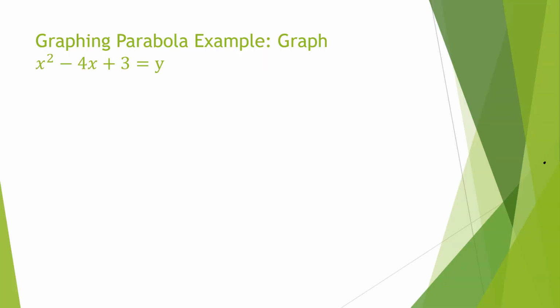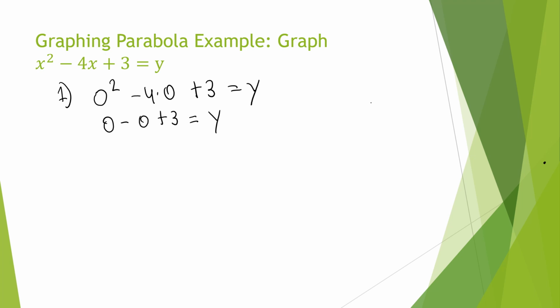So let's try an example. So step 1 is that we need to find the y-intercept. So let's make x equal to 0. So we get 0 squared minus 4 times 0 plus 3 is equal to y. So you get 0 minus 0 plus 3 is equal to y. So your y-intercept is 3. And as a point, that's going to be 0, comma 3.